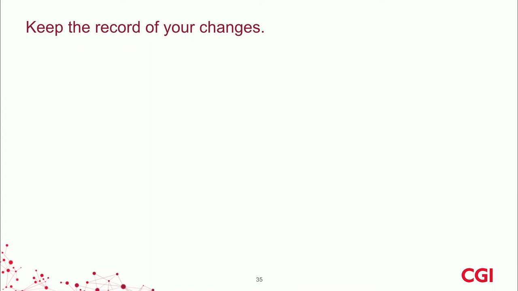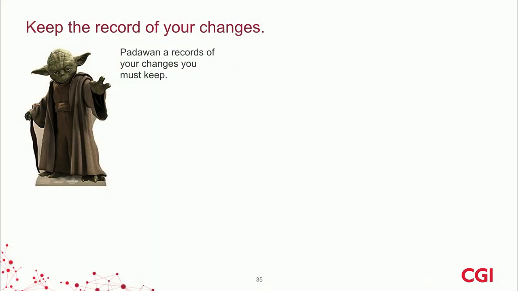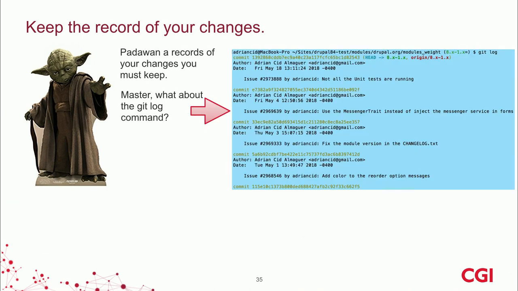Now, keeping the record of your change. Usually, when you develop, you add new features, you create some tags to fix problems, or you add new functionality to your module, but your users need to be informed about the change. That's what you see each time that Drupal creates a new version. You can go to see the change log and see what problems are solved, or what new tags are included in the project.